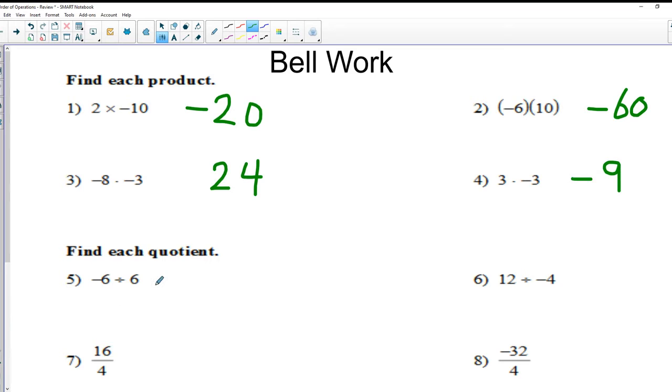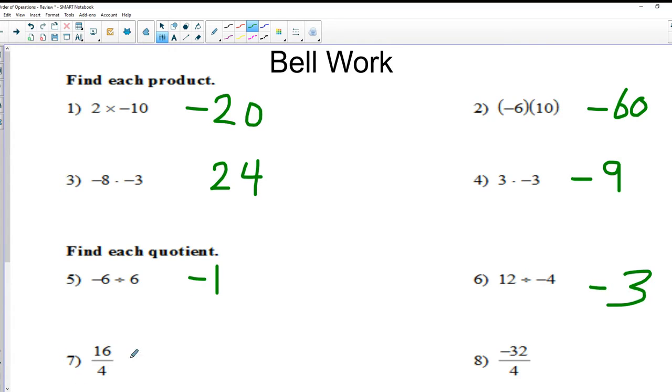All right, how about negative 6 divided by 6? Well, a negative divided by a positive is going to give us a negative, and 6 divided by 6 equals 1. 12 divided by negative 4. Well, 12 divided by 4 is 3, and a positive divided by a negative is negative.